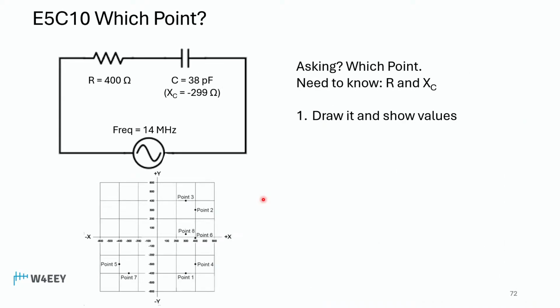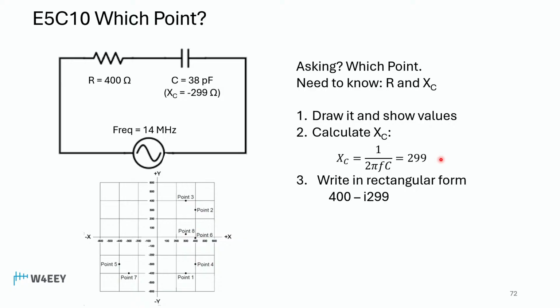I'll show you why. So it's asking which point. We need to know the resistance and the capacitive reactance. This is a capacitor. We need to draw it and show the values. Calculate X sub C. Remember, X sub C is 1 over 2 pi f C. You get to memorize that for next week, by the way. At any rate, it works out to 299 ohms. You write it in rectangular form, 400 ohms resistor, minus 299 ohms of capacitive reactance.